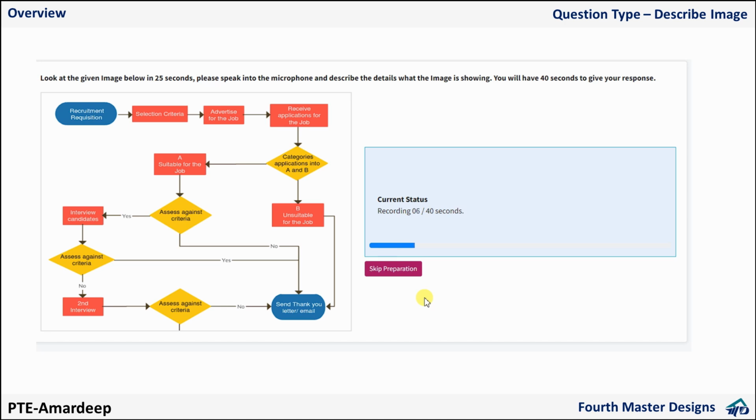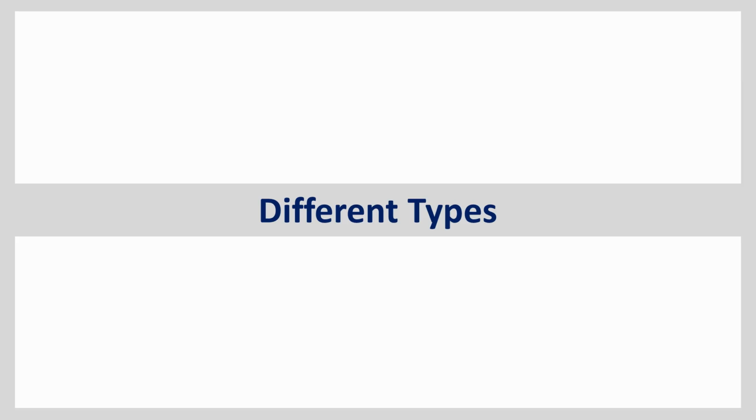You have to basically describe the image by speaking fluently and clearly. You have to discuss all the aspects of the image, whatever image type is there. So this is how you are going to get this question type in the exam. Now let's jump on to the different types.